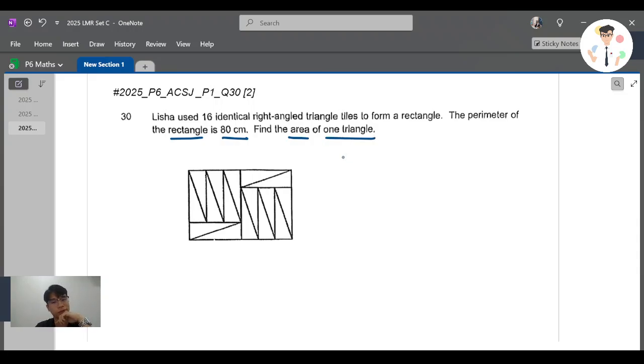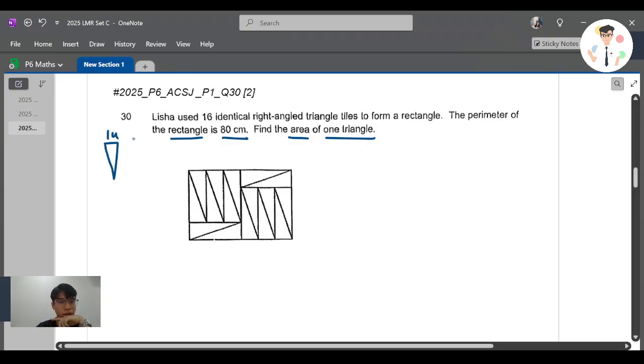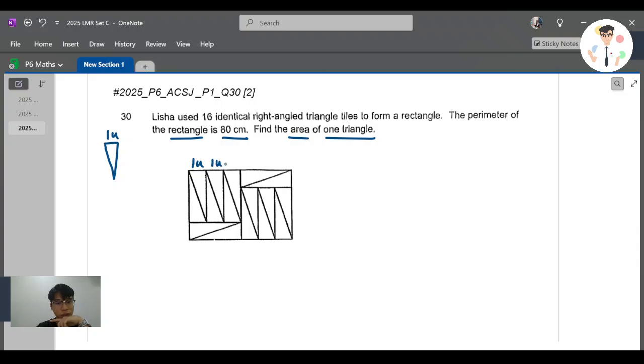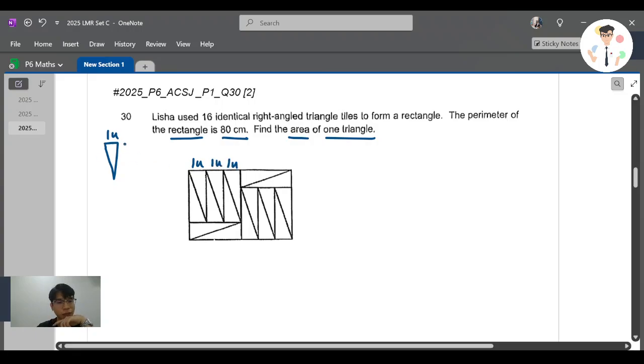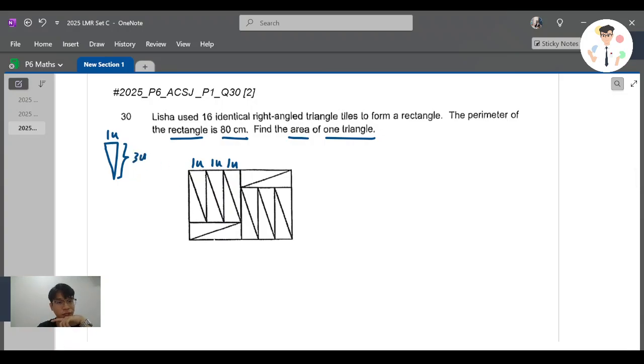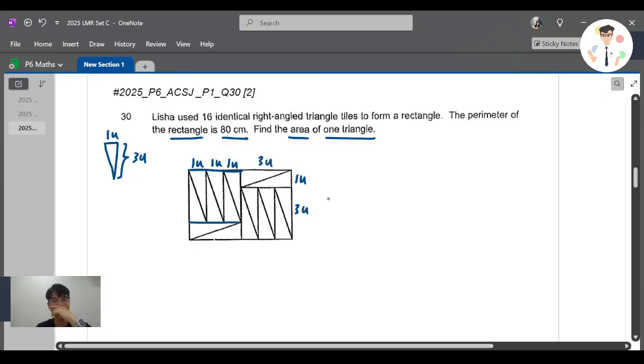Okay, so perhaps the first thing that you should notice here is, for example, if this is a triangle, I name here as 1 unit. So here will be 1 unit, 1 unit, 1 unit. Then can you tell me what is the length here? You should notice by now it is actually 3 units. Why? Because this is basically here, right? And you can see 3 units represented here. So I know here is 3 units, here is 1 unit, and here is 3 units.